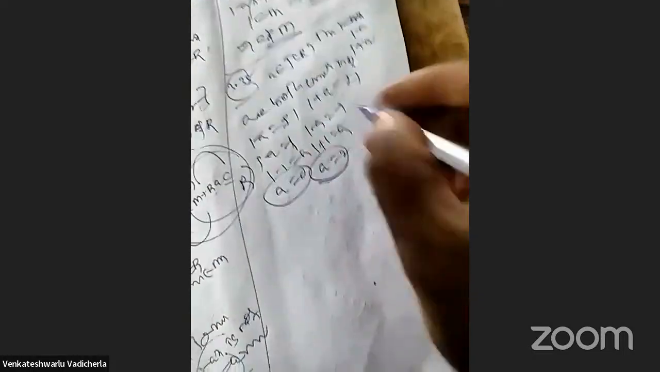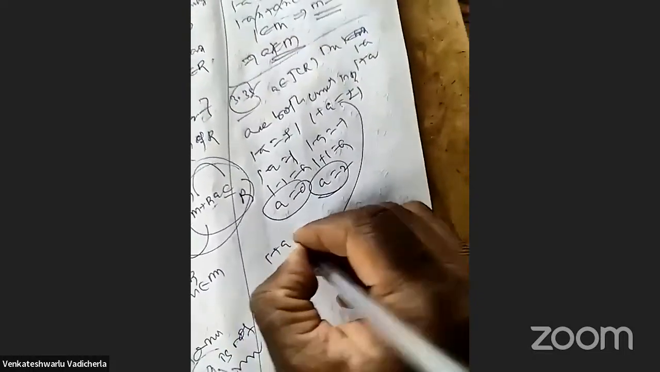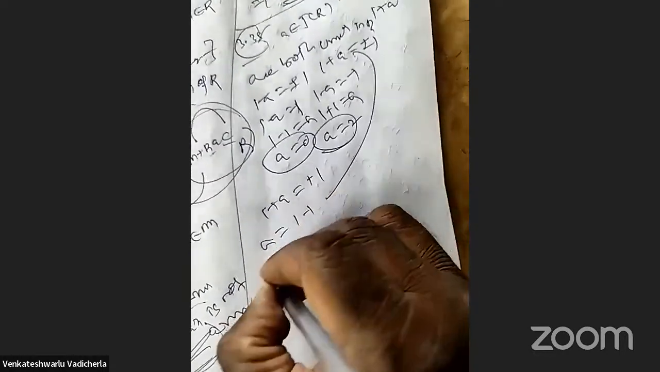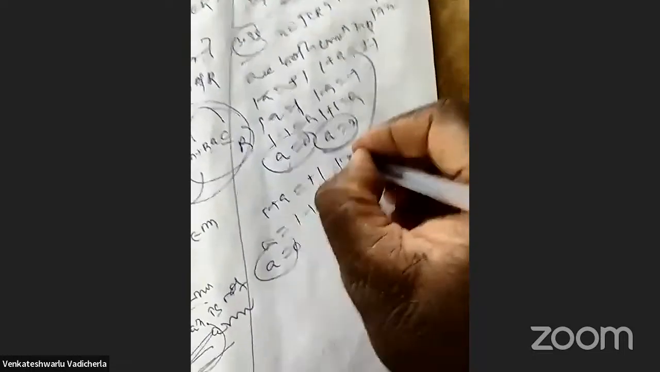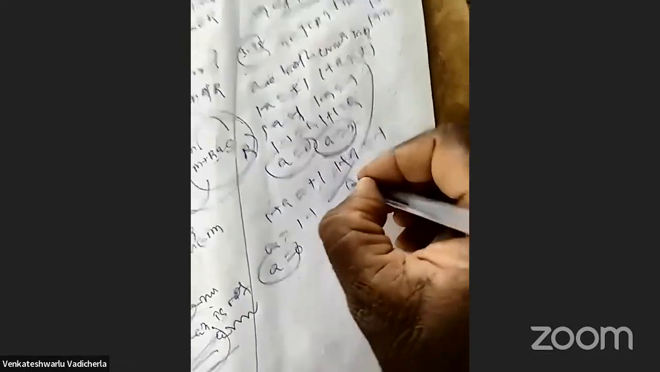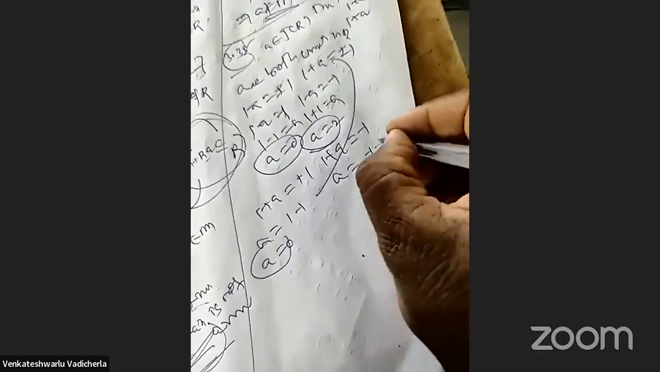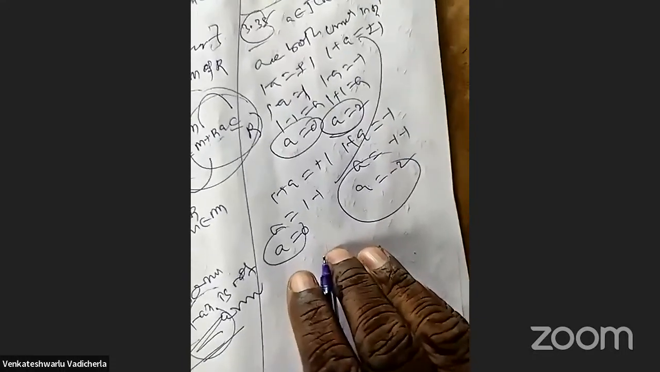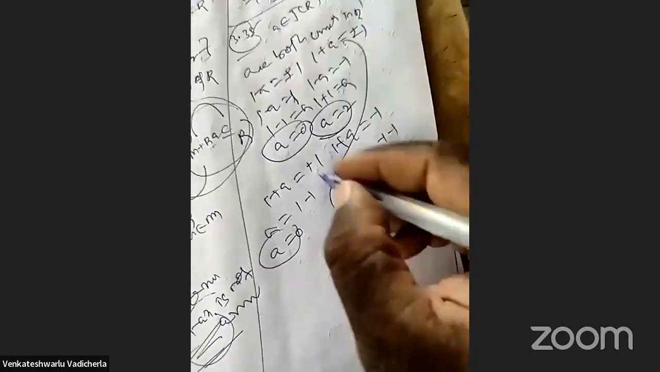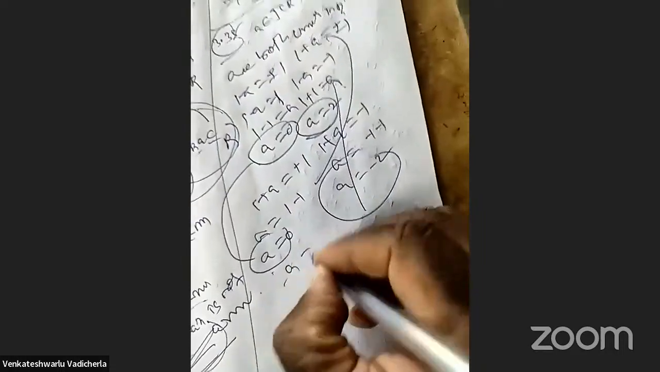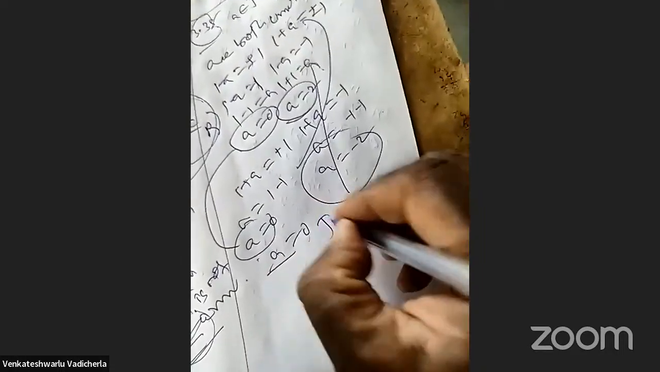Next, if 1 plus A is equal to plus 1, then A is equal to 0. If 1 plus A is equal to minus 1, then A is equal to minus 2. These two cases are not possible. Therefore, A is equal to 0. The Jacobson radical of R is equal to the singleton 0.